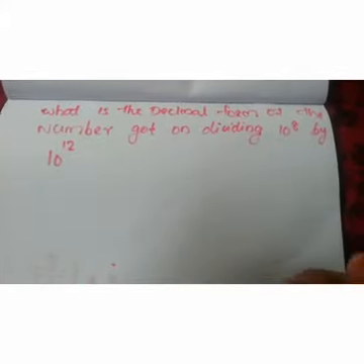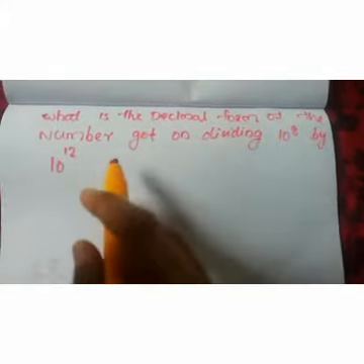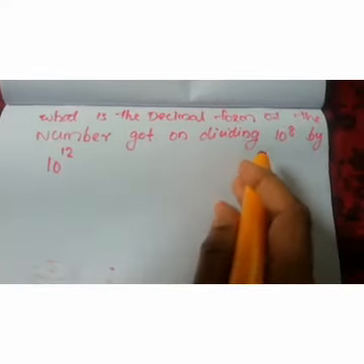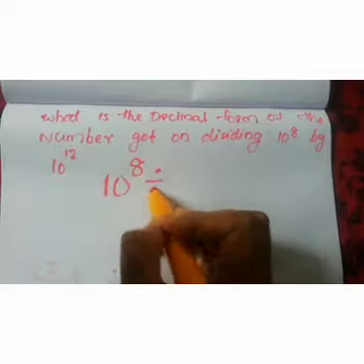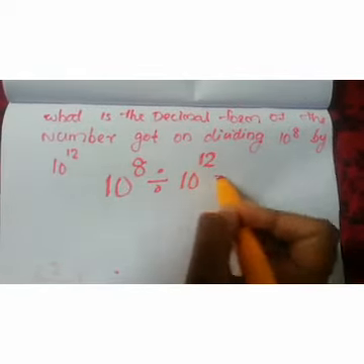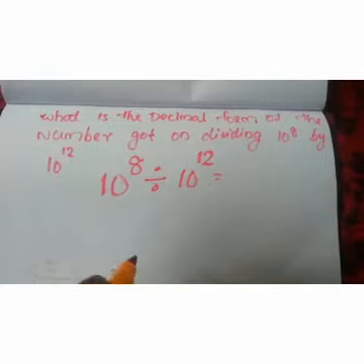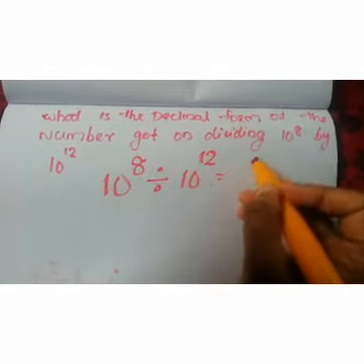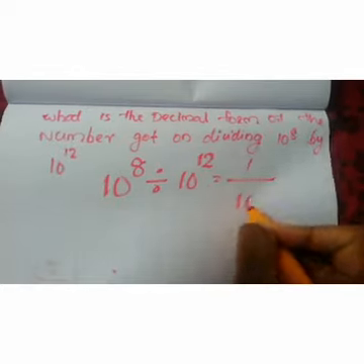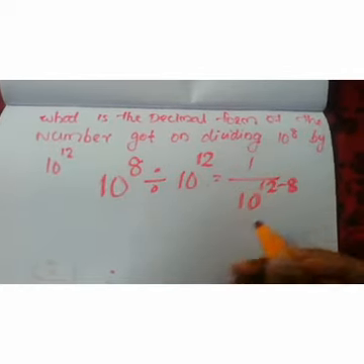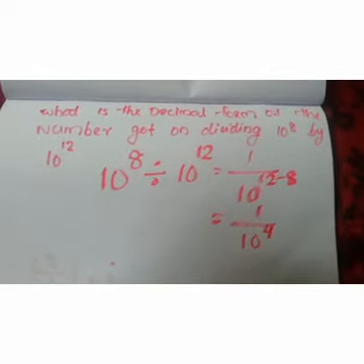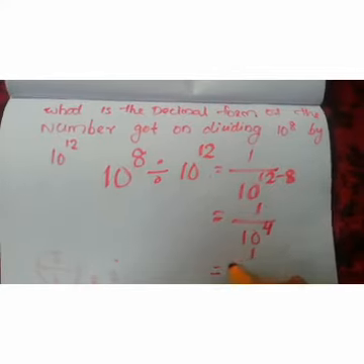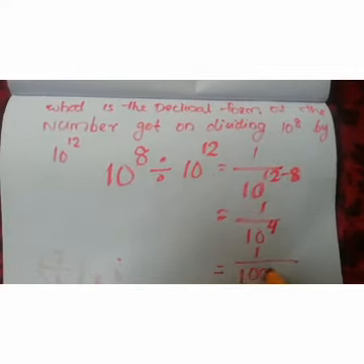This is the next question. What is the decimal form of the number got on dividing 10 raised to 8 by 10 raised to 12? Here we need to find the result for dividing 10 raised to 8 by 10 raised to 12 in decimal form. When we divide this, we know that it is 1 by 10 raised to 12 minus 8, which is equal to 1 by 10 raised to 4. Then 1 by 10 raised to 4 means 1 with 4 zeros.